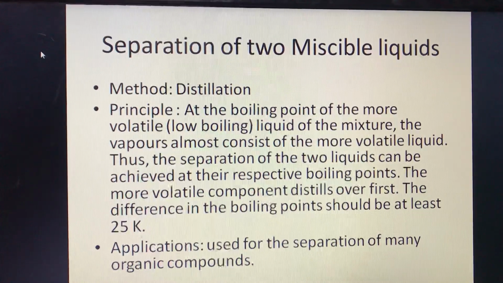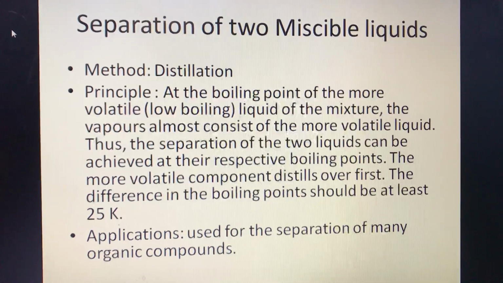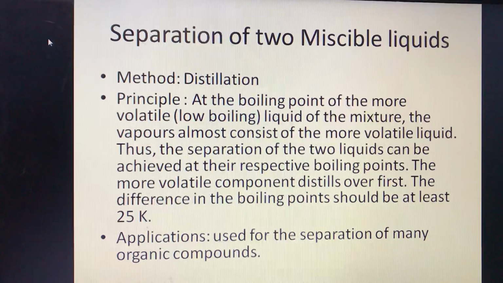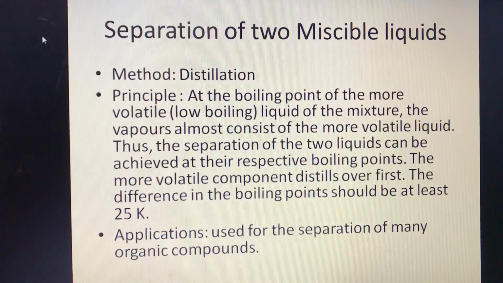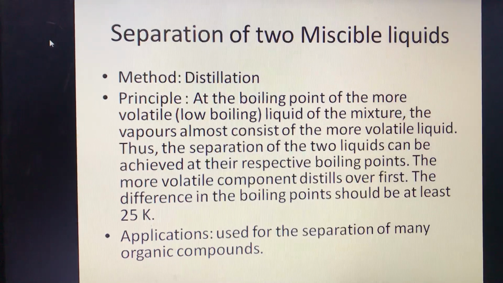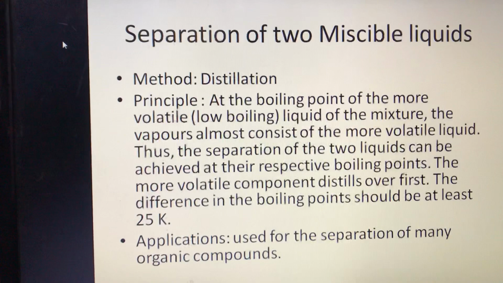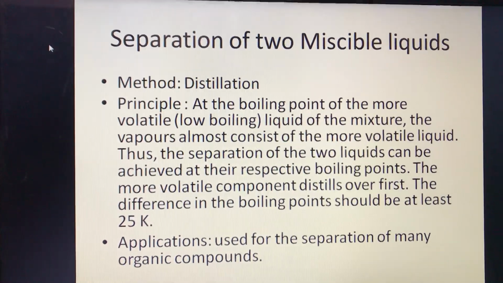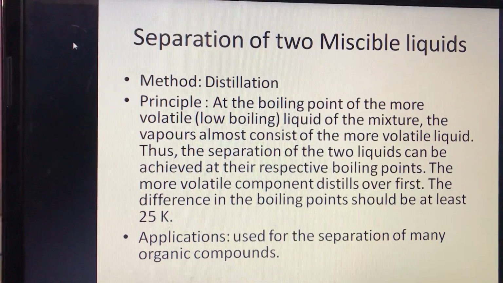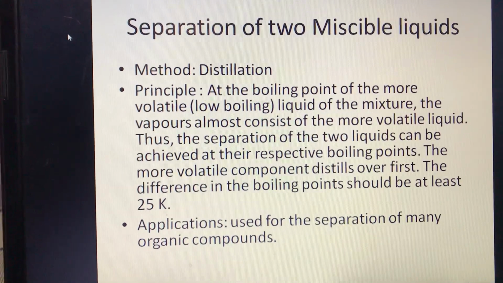If we mix them, they get mixed completely. In the same way, there are some other liquids which get mixed, so they are known as miscible liquids. So how do we separate it? In the earlier method, we have seen how we can separate two immiscible liquids. That was by the use of a separating funnel. So in this method, we are going to see the separation of two miscible liquids. The method which we are going to use is distillation.